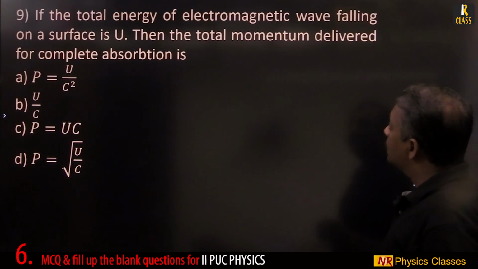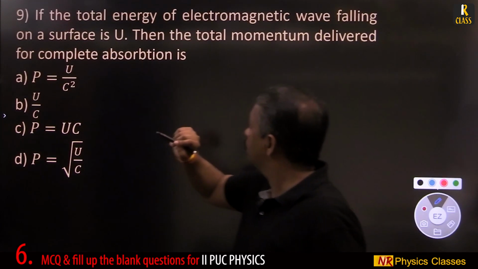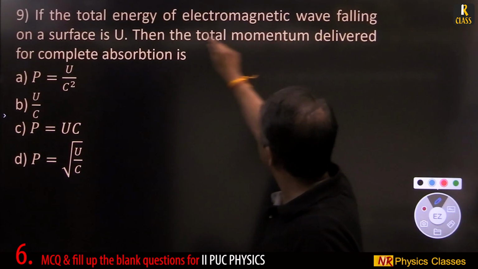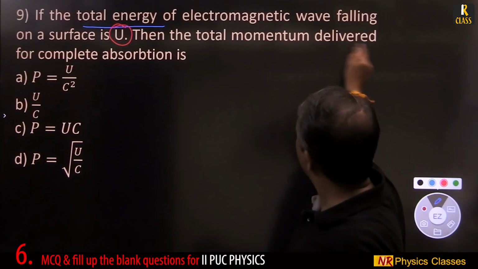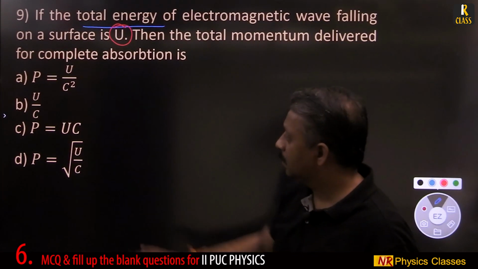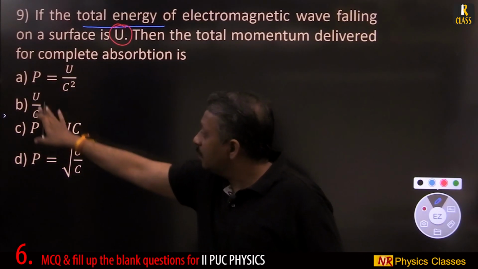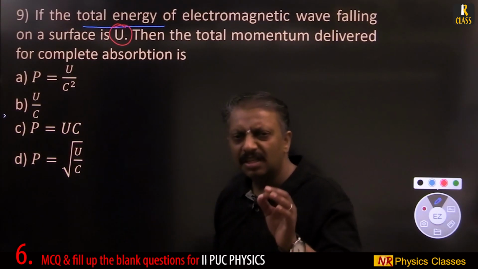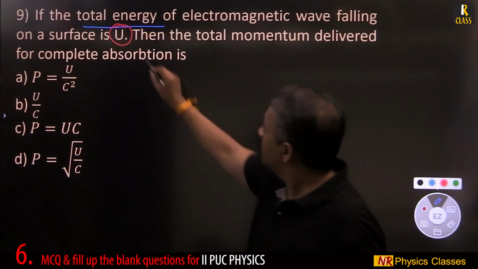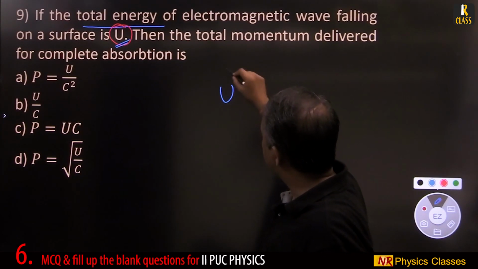If the total energy of electromagnetic wave falling on the surface is U, then the total momentum delivered. Look at these ugly options: U by C square, U by C, UC. When you have ugly options, it's easy to get the answer. Energy is U. This is energy.